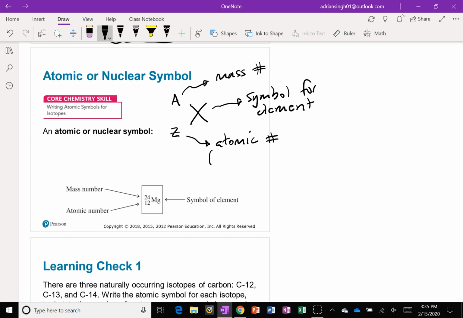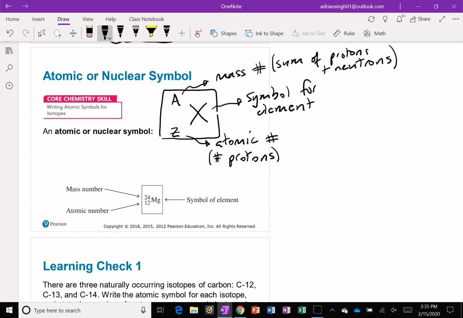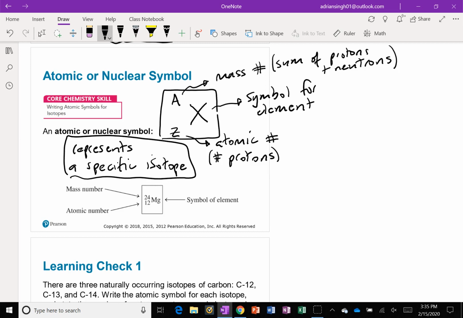All right, remember the atomic number is also just simply the number of protons, and the mass number is just the sum of the protons and neutrons. All right, so this type of notation is what we're going to see. It's called an atomic or nuclear symbol to represent a particular isotope, or a specific isotope for one element, which is one specific atom for that element.